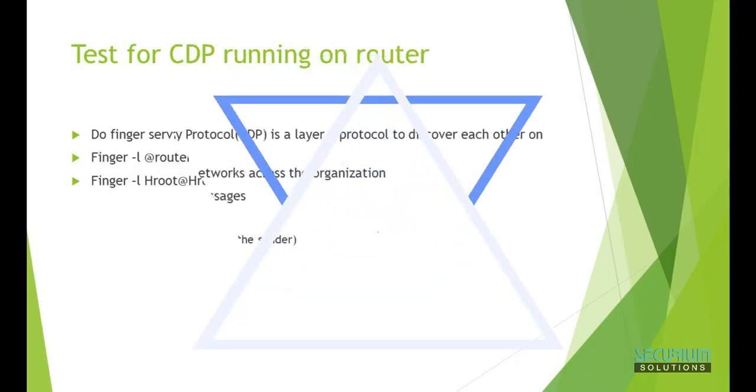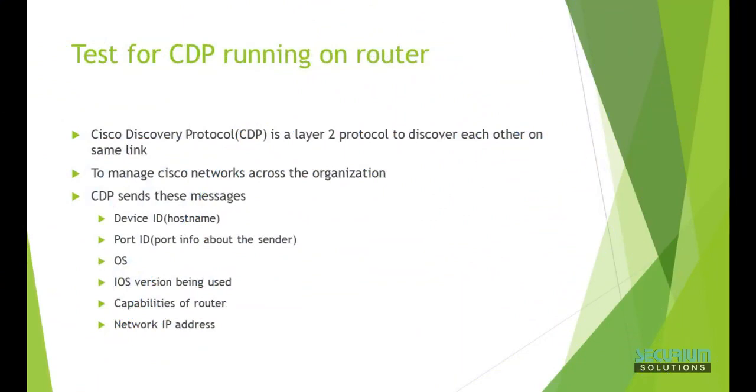And you have CDP. So next, now we are slowly moving towards the protocols that we need to look for. Okay, so what we do, we look at several protocols, to check that these protocols are properly configured, or whether there is any misconfiguration that happened when the client was trying to implement them. So we'll start with CDP. So test for CDP. What is this? CDP, Cisco Discovery Protocol. It's a layer 2 protocol that discovers other Cisco devices on the same link, to manage the Cisco network across the organization.